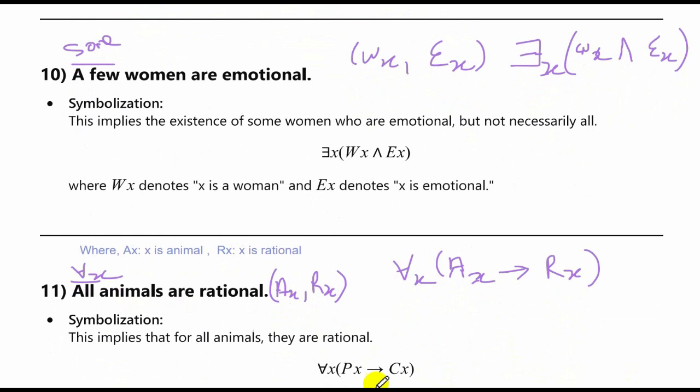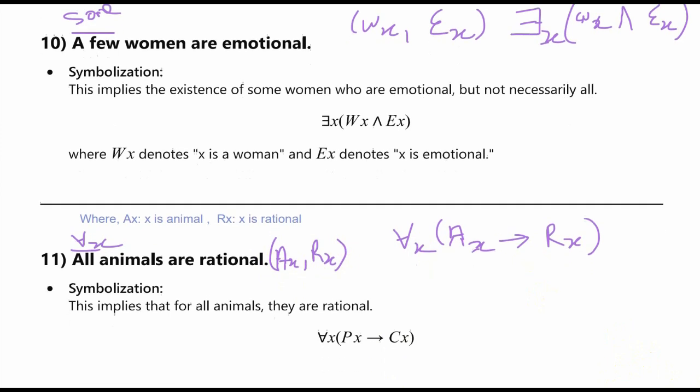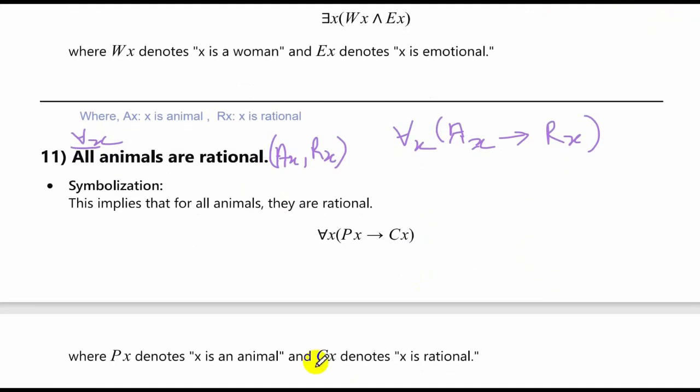So in this case, they must have given Px and Cx. They have taken Px and Cx. It doesn't matter, our answer is matching. It depends on what is given here. Whatever in the question paper is given, you have to write it like that only. Okay, but otherwise, the answer is correct. X is an animal. X is rational.